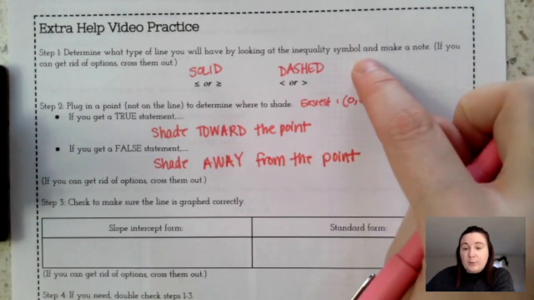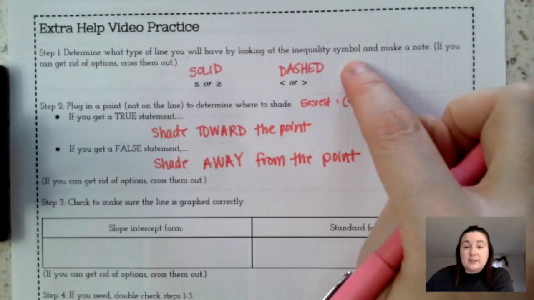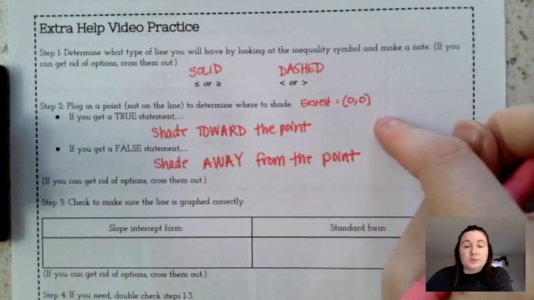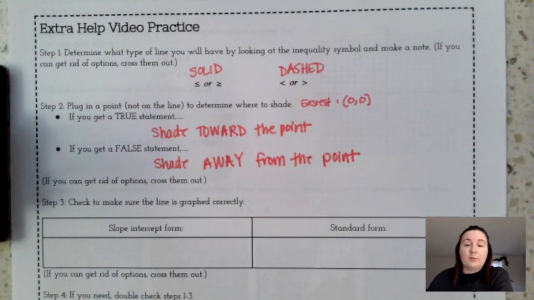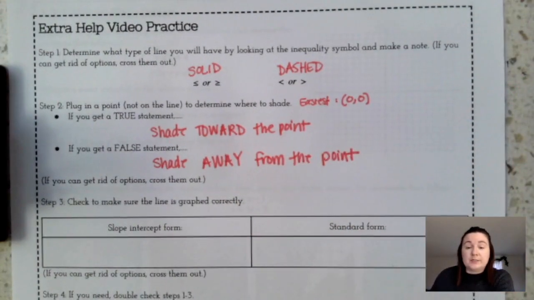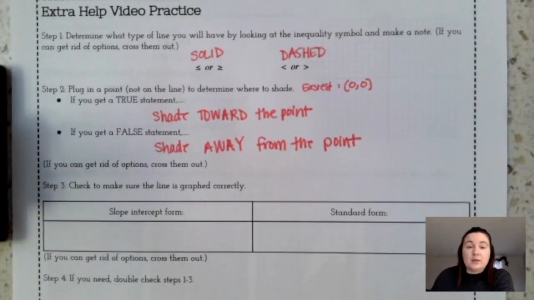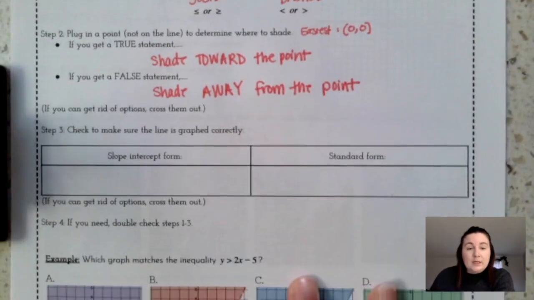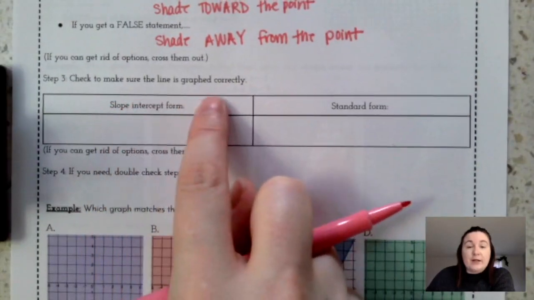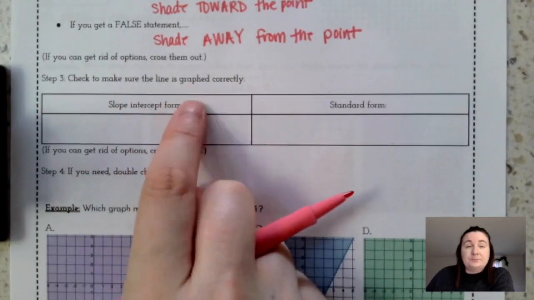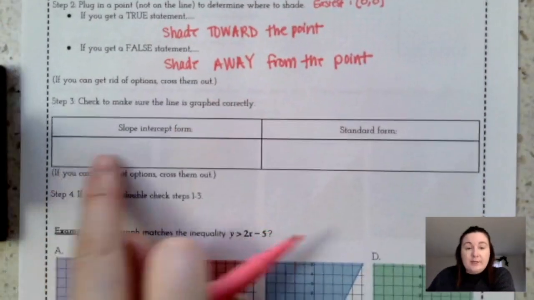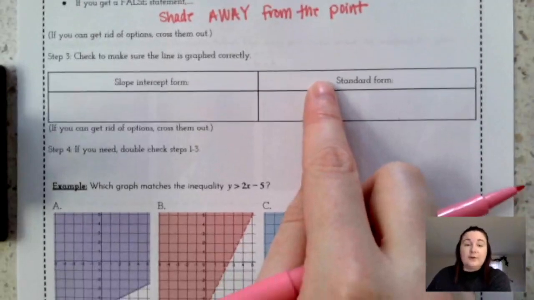At this point, if it's multiple choice, you probably could get rid of 2 options. Now this will tell you between those two which is which. So you either shade toward the point or away from the point, and you can choose literally any point and it'll work every time. Then we can check to make sure the line is graphed correctly if you have any other answer options left. If those 2 things don't do it, then you can check to see whether they even graphed the line correctly.